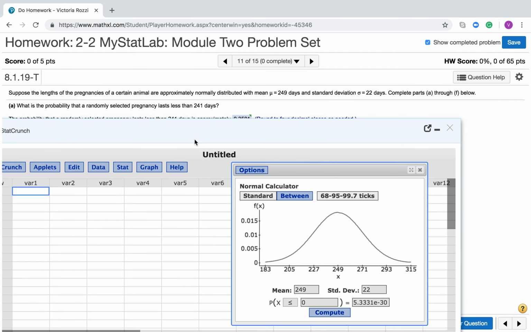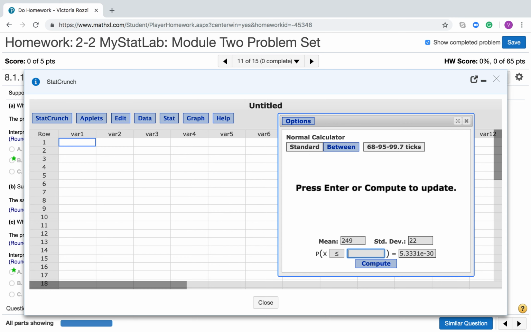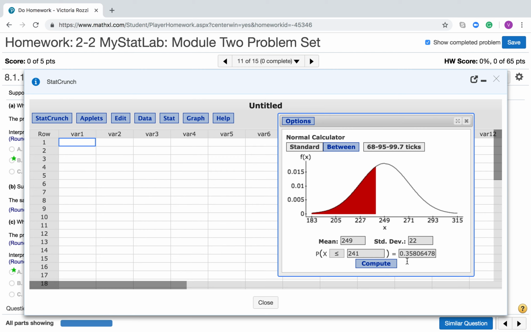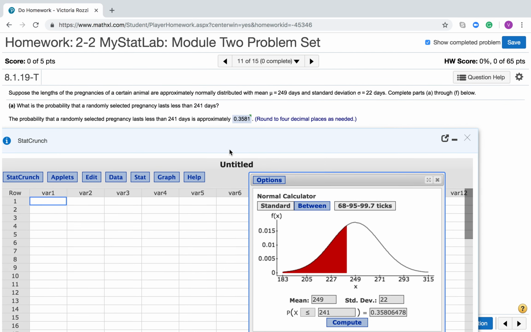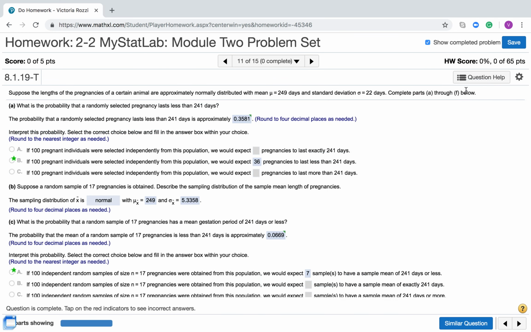And we want it, again, to be less than 241 days. So we're going to enter 241 days and click compute. And here we have our probability, 0.3580. And I believe they wanted us to round to 4 decimal places. Yes. Because that 6 is next to the 0 to the right, we are going to round the 0 to a 1. So we're going to put in 0.3581. I'm going to minimize this for a moment, and you can see that's how they got their answer here.